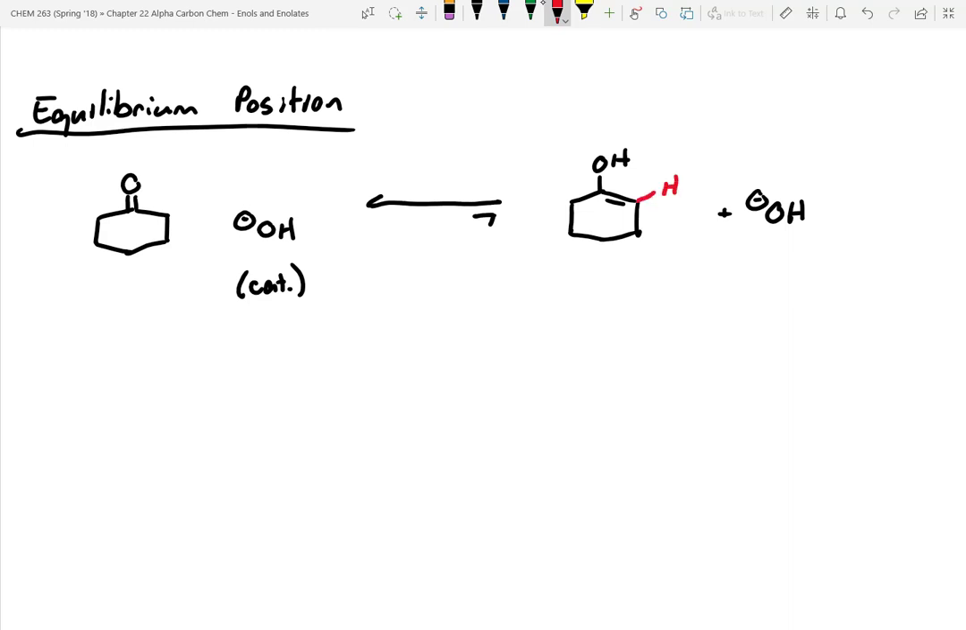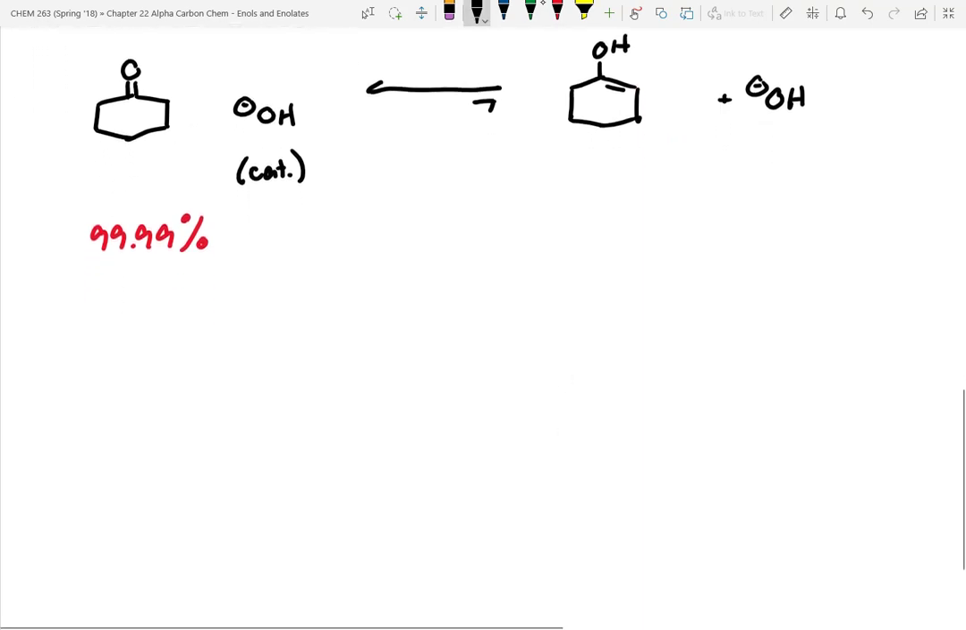Yeah. Where do alkene protons typically show up? Usually around 5-ish. So these protons show up at 5 ppm. So you can actually integrate that proton relative to the starting material and you can find the exact ratio of these. And what they found is that the starting material hangs out at around 99.99%. So really this doesn't want to form very much of the enol. It very much wants to stay as the ketone. So let's take a look at another example.